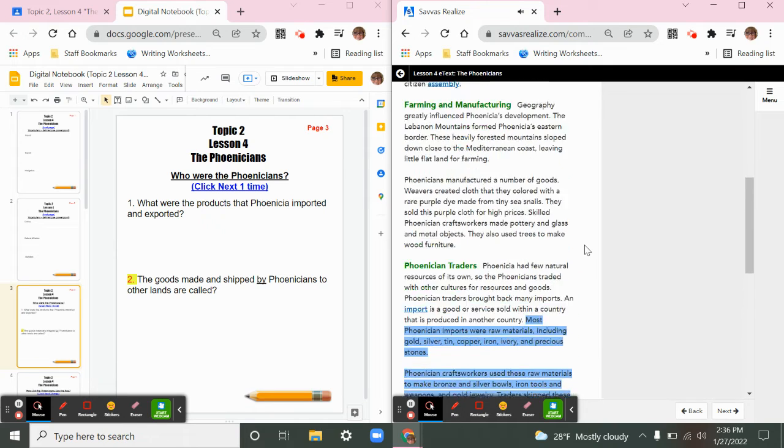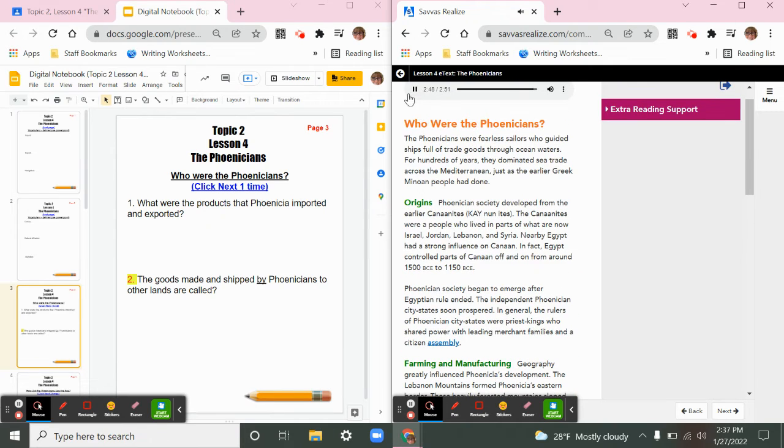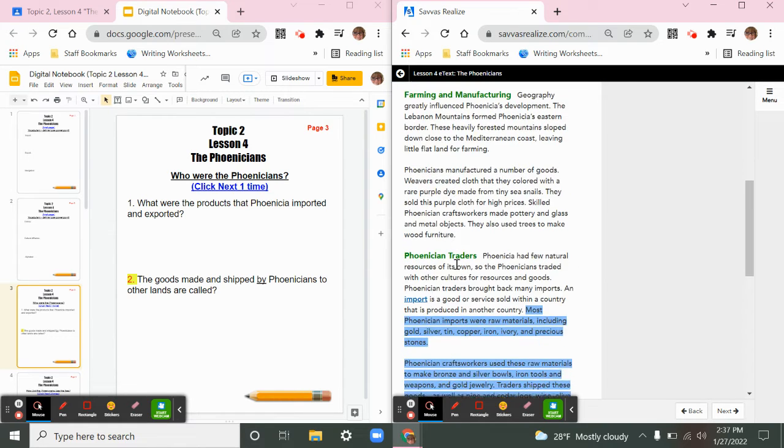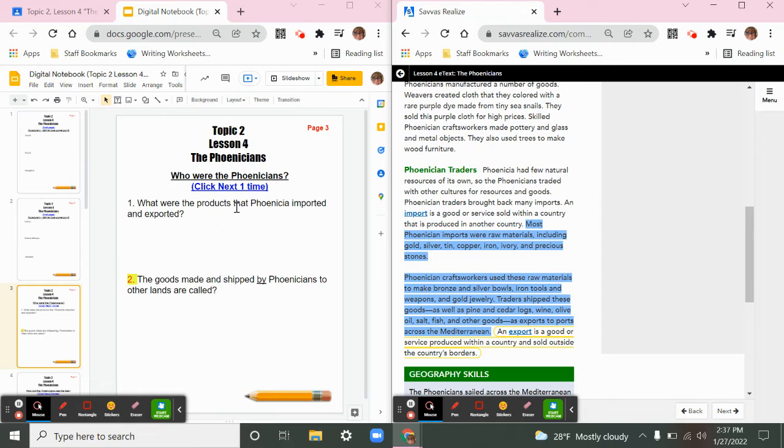Reading check. Identify cause and effect. Okay, so looking at question 1. What were the products that Phoenicia imported and exported? You'll be able to find the answer in this blue highlighted area. So pause the video and get that taken care of.